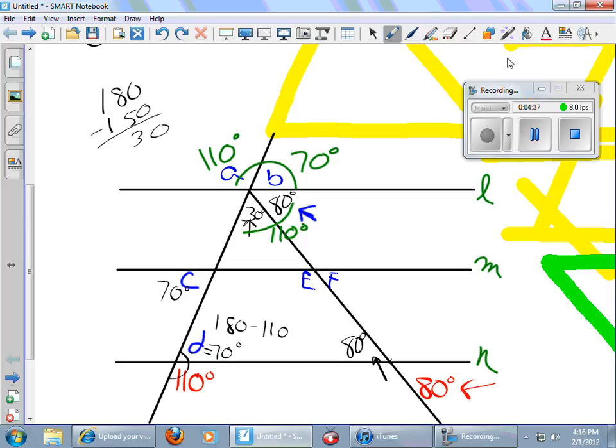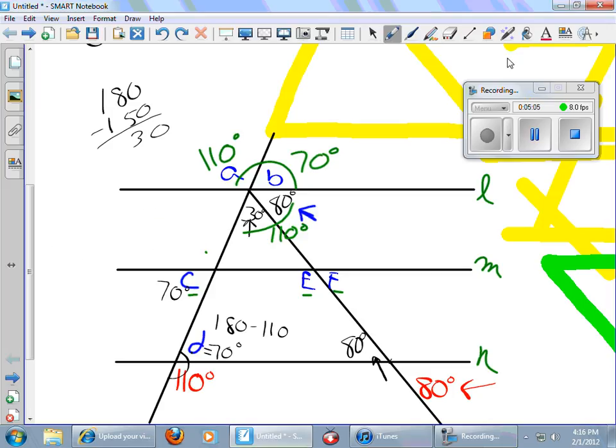Okay, I need angle E and angle F. Well, I can't say that C and E are the same or C and F are the same because I don't have any parallel lines. The F I make would be kind of weird. It would kind of go like that. And those two little pieces of the F aren't parallel. They have to be parallel for this stuff to work. So those are not corresponding angles.